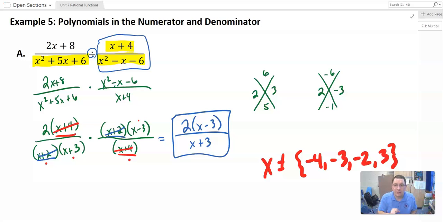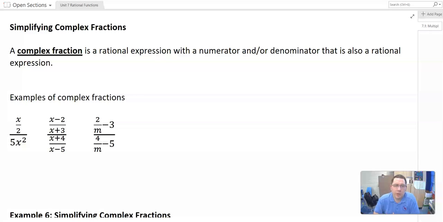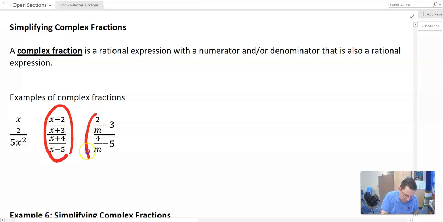Okay, we got one last example we're going to look at, and that is with complex fractions. So let's go ahead and take a look at that one. A complex fraction is a rational expression where the numerator or the denominator is also a rational expression. Basically, it means that there's a fraction inside a fraction, right? So our numerator is a fraction, or our denominator is a fraction, or both. And so we can get some interesting looking problems like this one here, or this one here, and they look like they're difficult to solve, but they're really not.